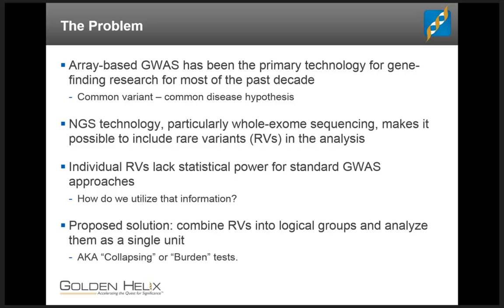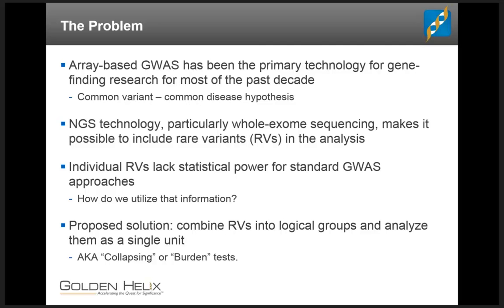And the proposed solution, and people have been experimenting with this really for several years now, is combining all of those rare variants into some kind of a logical group, whether that be all of the variants in a gene or some other functional unit, and then analyzing them together. And this is often referred to collectively as collapsing tests or burden tests.